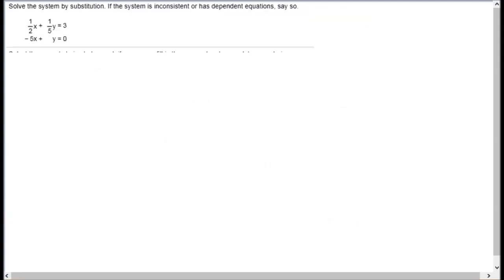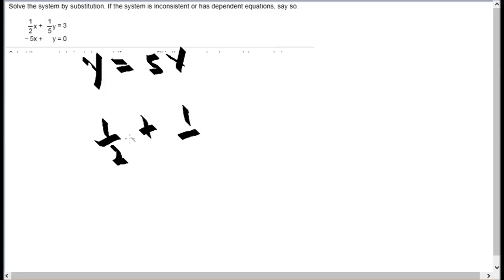One more example here. We can say that we'll solve this for y. So from the bottom equation, right there, you can see that y is equal to 5x when you add 5x to both sides. Y is equal to 5x. Okay, and then what we're going to do is substitute that y into the first equation. So we'll have 1 half x, sorry, 1 half x plus 1 over 5 times, well, 5x is equal to 3.